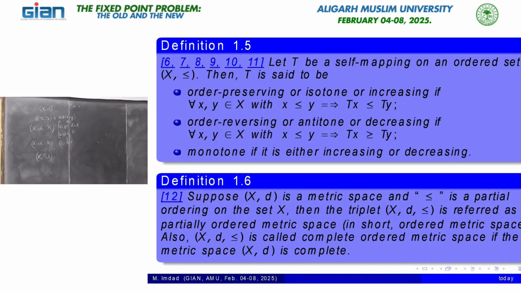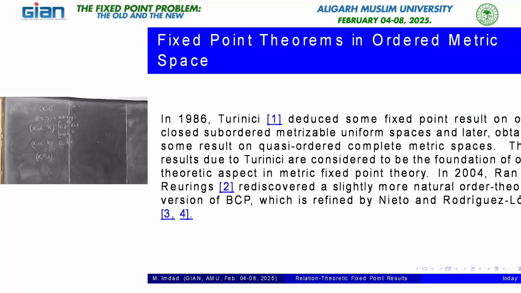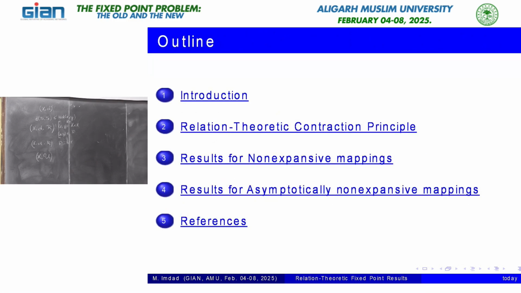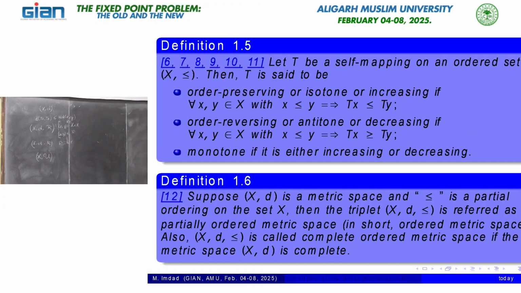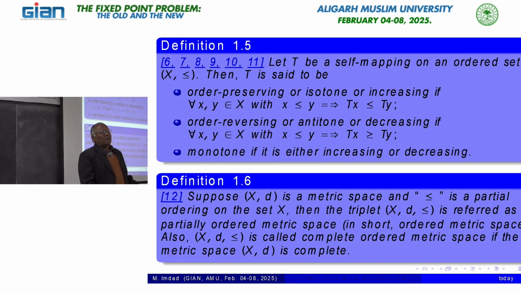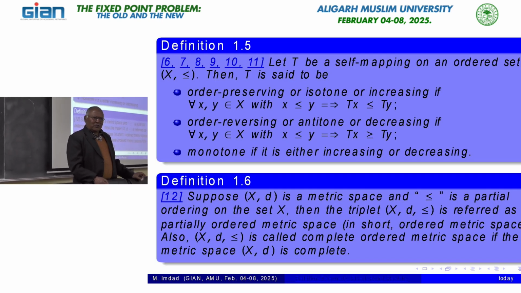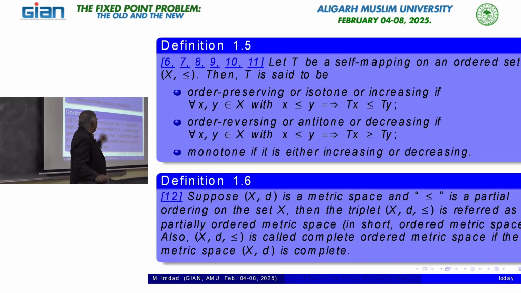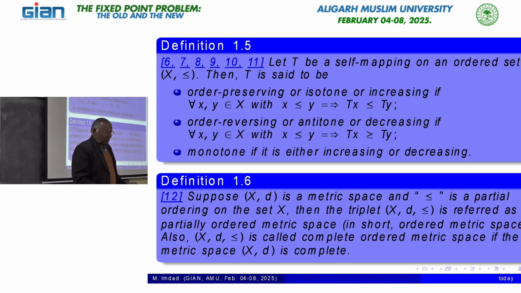Now the first thing is to look at order preserving. You have x and y related, and how about Tx and Ty? This should be noted: if x and y are related, the images Tx, Ty may not be related. So this definition says that their images are also related, and this is essential because this is the fact we will be utilizing in the construction of the sequence of iterates.